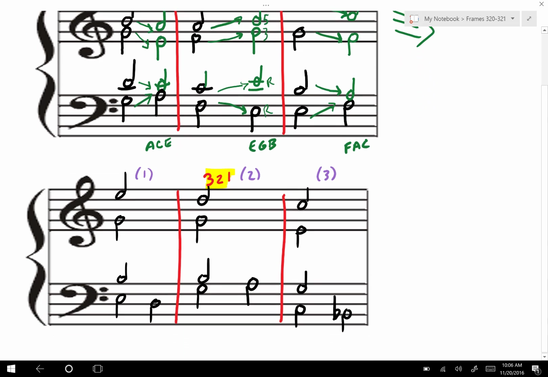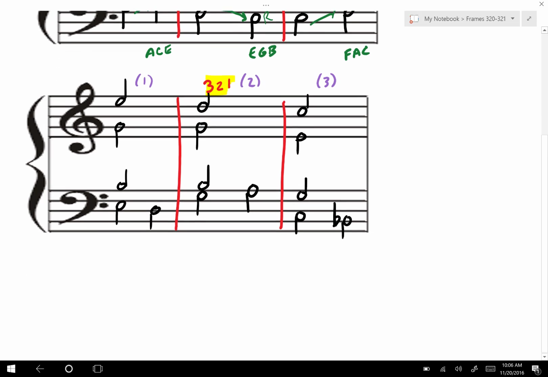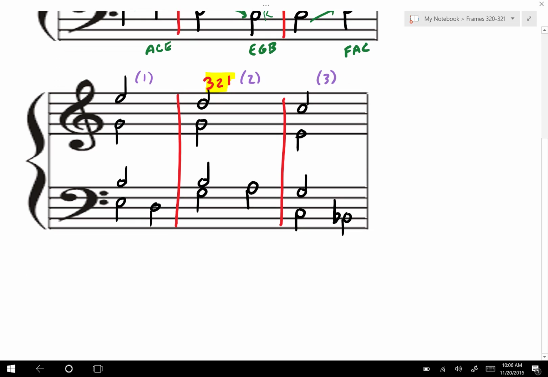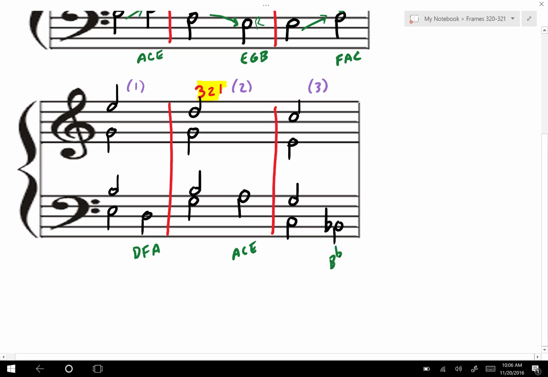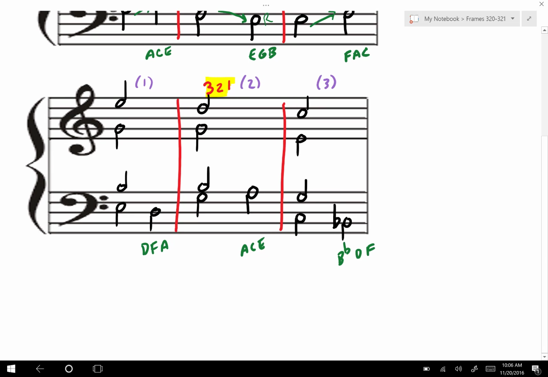Just like frame 320, they want you to move in contrary motion to the bass. So let's take a look at each of the three examples and make sure that we have the correct triad. We need to build D, F, A for number 1, A, C, E for number 2, and B flat, D, F for the third one. So contrary motion to the bass. The bass moves down, the three upper voices need to move in the opposite direction, in this case ascending.